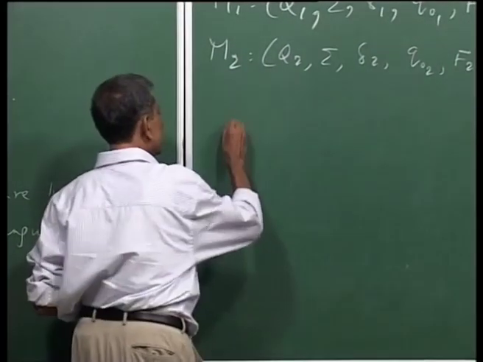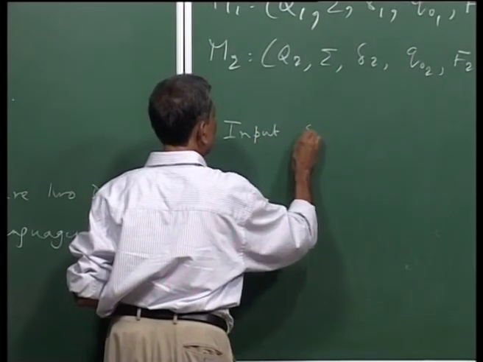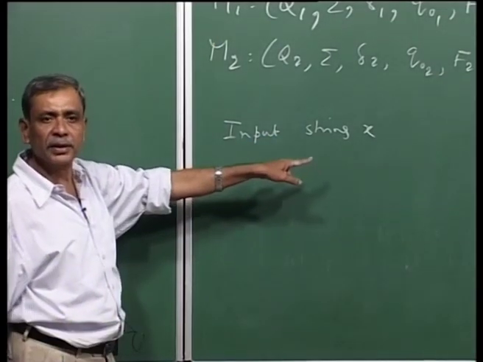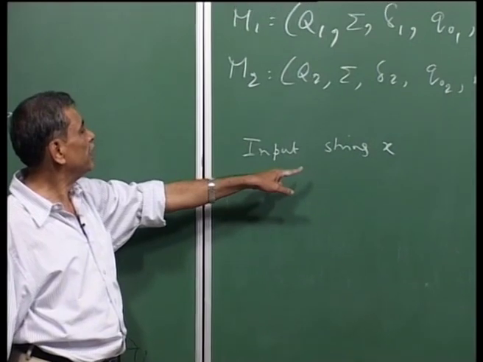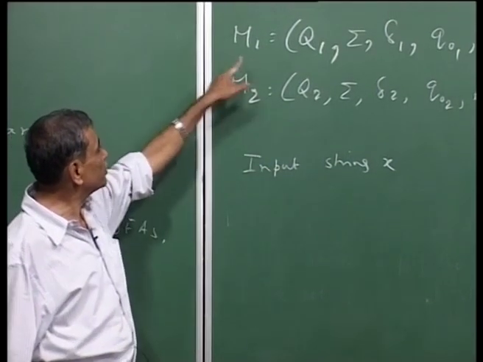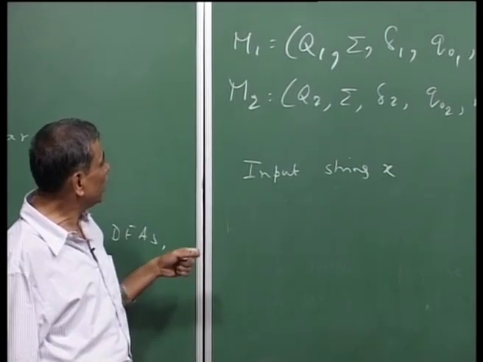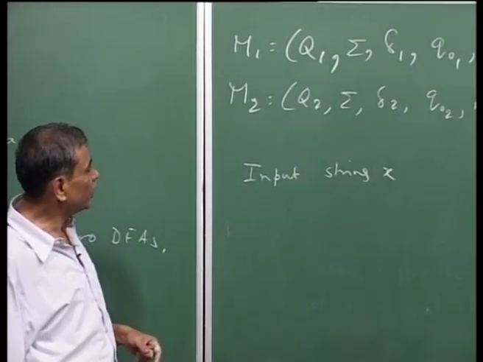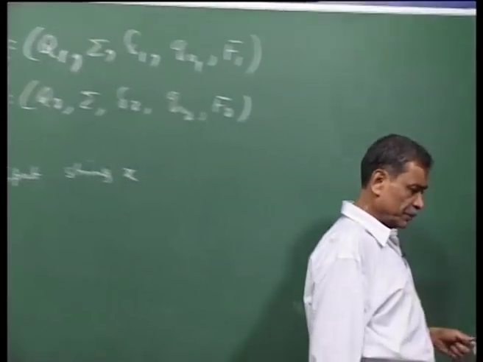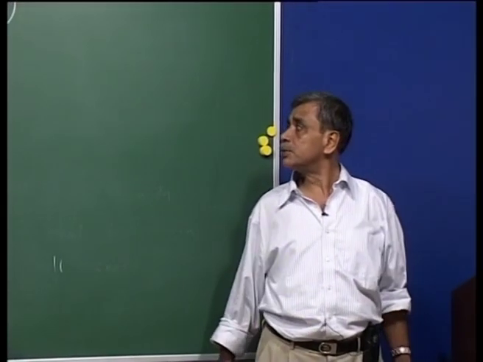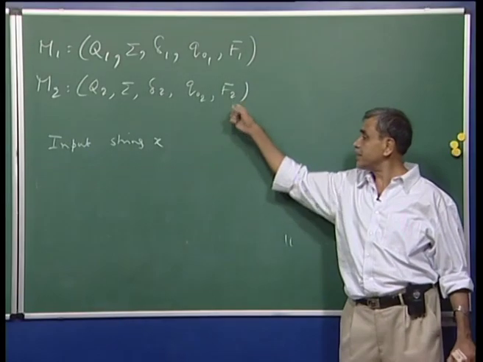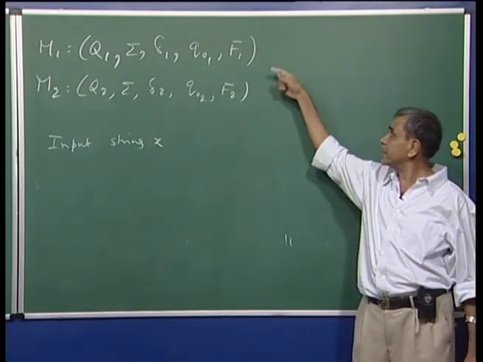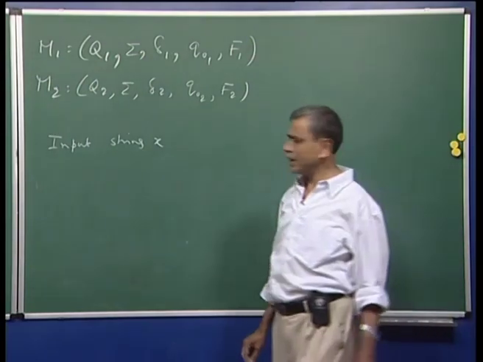Let us say the input string is x. We run machine M1 on x, check whether it goes to one of its final states, that is F1, and then run M2 on x and check whether the machine M2 also goes to its final states. And if either of these two machines, M1 or M2, goes to one of its final states, then the string x should be accepted, that is clear.